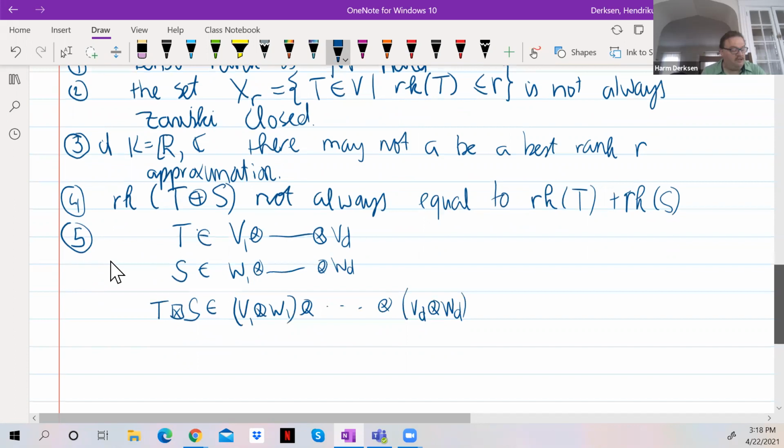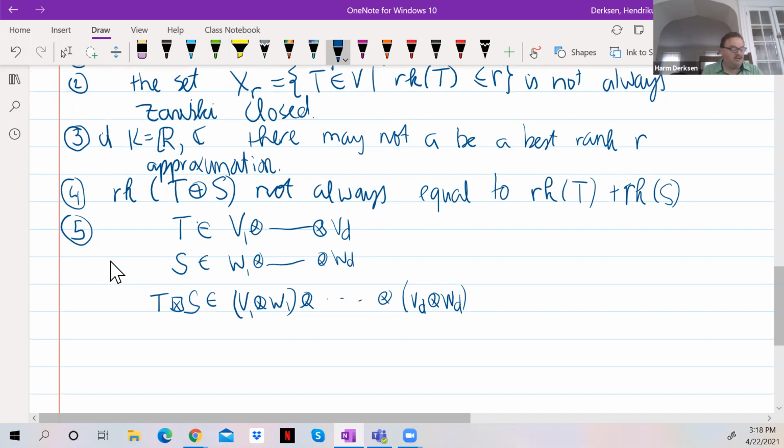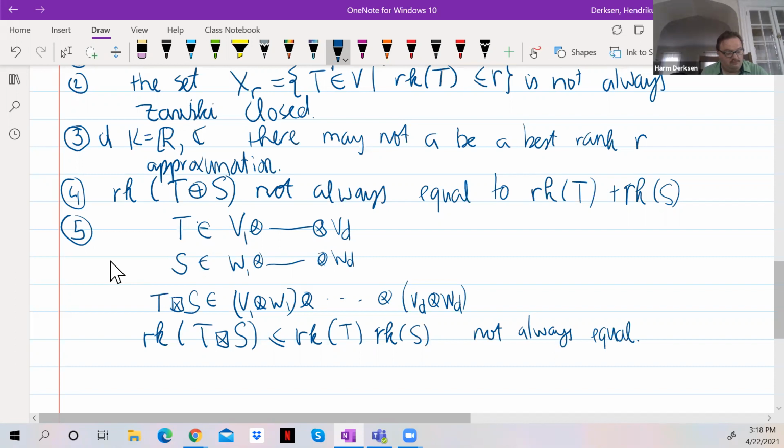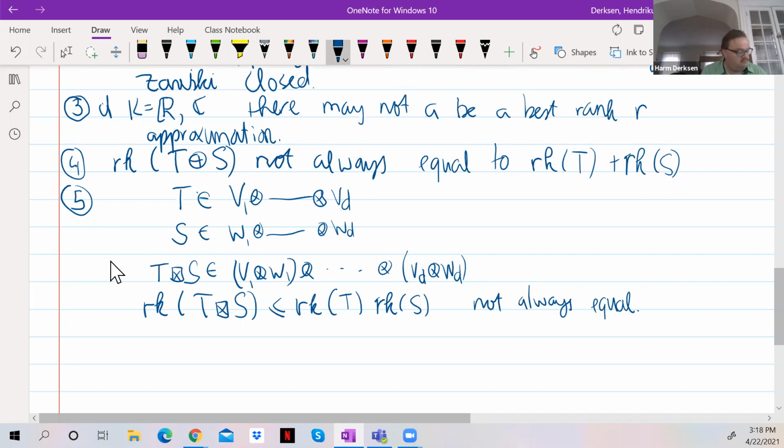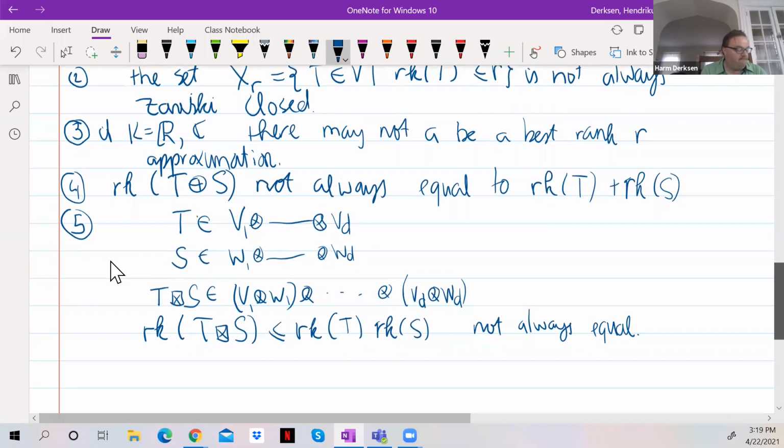If you take the Kronecker product of two matrices, the rank is multiplicative, but here the rank is not multiplicative. So it's clear that you have this inequality, but not always equality. And this has been known for a long time, even going back to Strassen. It has something to do with asymptotics.